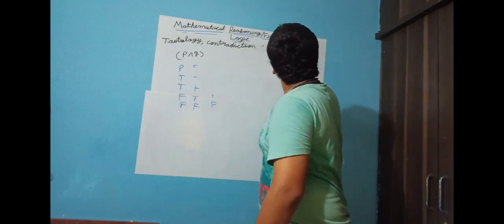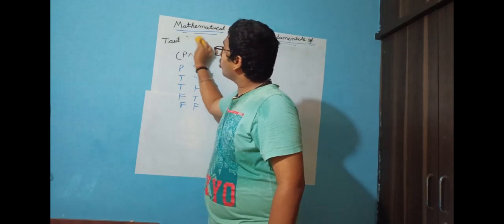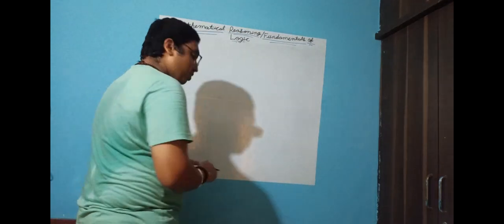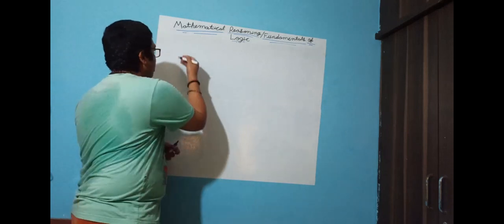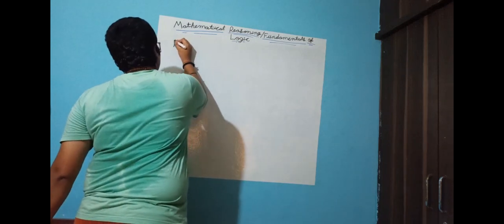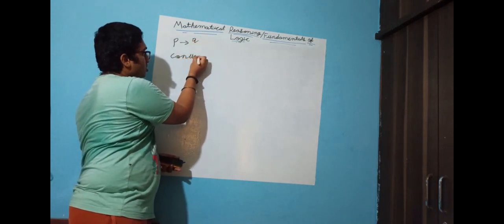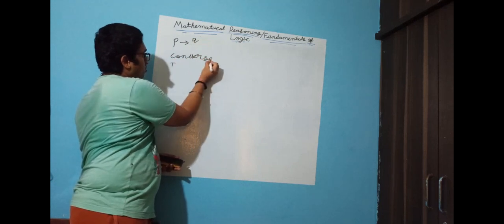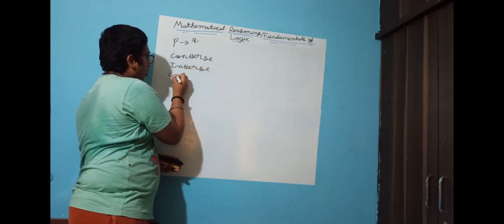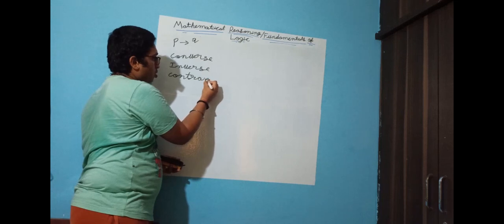Now another concept we are going to discuss is converse, inverse, and contrapositive. It will be found only for P implication Q. You must remember that one. Remaining theoretical questions I will explain after this. For P implication Q, first write down converse, inverse, contrapositive.